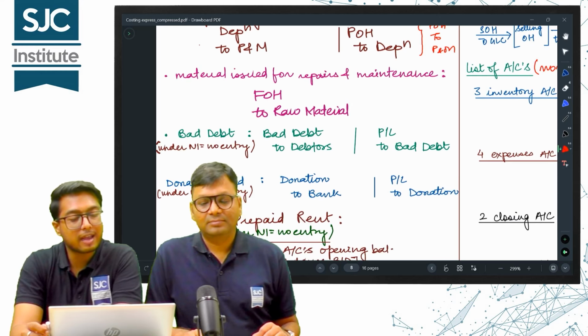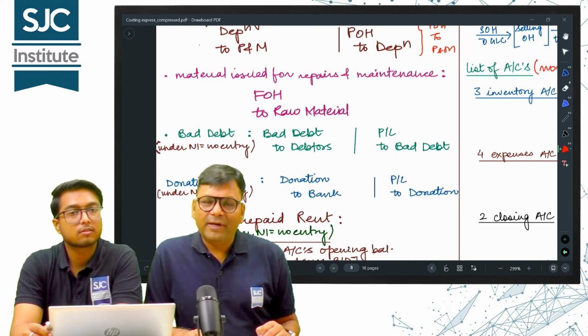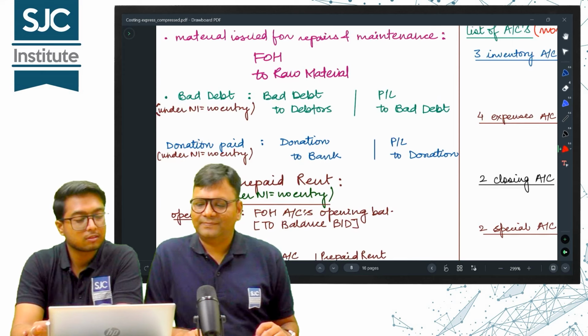Material issued for repairs and maintenance. Issue for repairs means it will be going to factory overheads. So entry would be factory overheads to RMC.